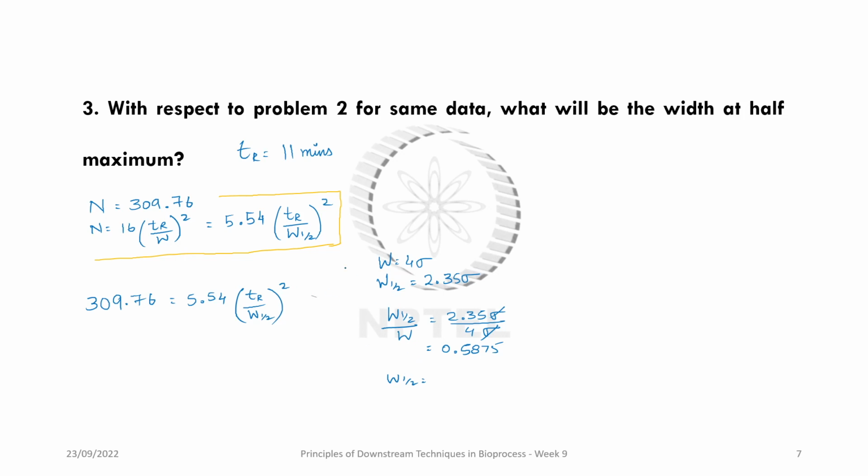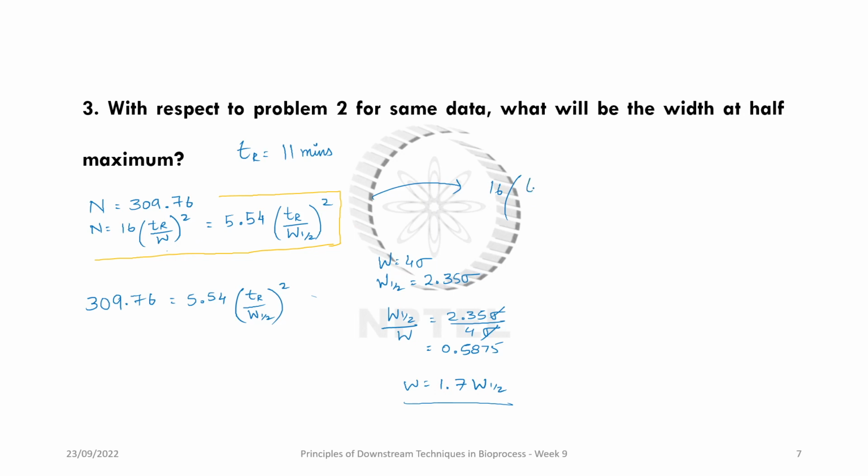So W half, or here, since we are going to substitute for W, you can take that as just rearranging these guys, 1 divided by 0.5875 is 1.7, not 2. I'm just going to go with 1.7 W half. Is that okay? Just flip this around. 4 divided by 2.35 is 1.7. So if I substitute there, what will I get?